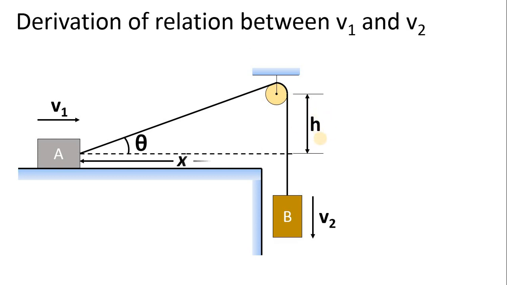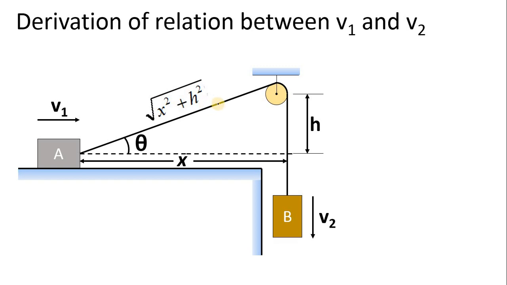And also let us say the distance of the block A from the edge of the table is equal to x. So you see that here a right triangle is getting formed. This is a 90-degree angle here, whose height is h and the base length is x. So we can now tell what is the hypotenuse length. That will be root of x square plus h square.